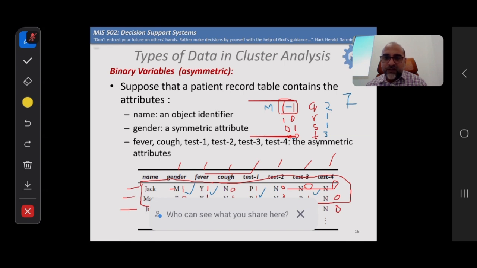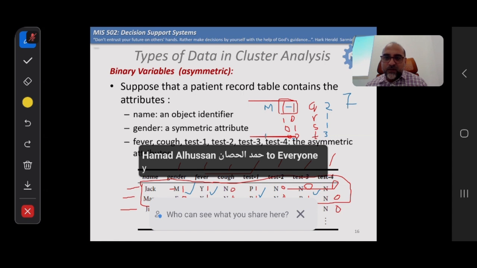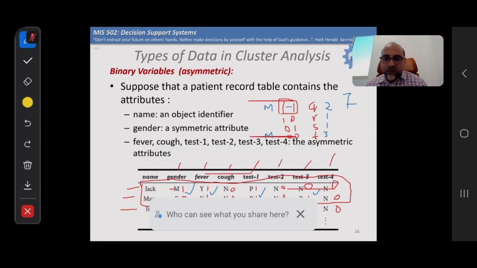Do you think it's a match situation, 0 and 0? Why? Because 0 and 0 is like you're saying female, female, or not positive, not positive, or positive, positive, or no, no. So it's a match. But what about 1 0 or 0 1?